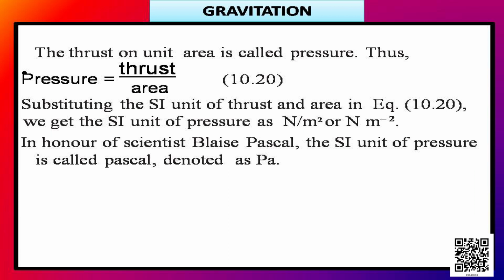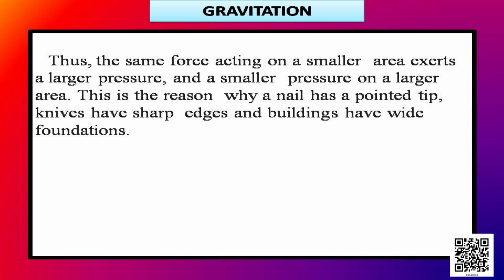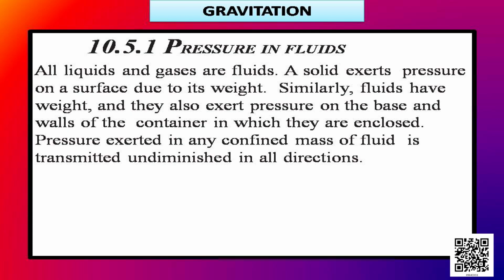Substituting the SI unit of thrust and area, we get the SI unit of pressure as Newton per meter square. In honor of scientist Blaise Pascal, the SI unit of pressure is called Pascal and denoted by Pa. Thus, the same force acting on a smaller area exerts a larger pressure and a smaller pressure on a larger area. This is the reason why a nail has a pointed tip, knives have sharp edges, and buildings have wide foundations. All liquids and gases are fluids.